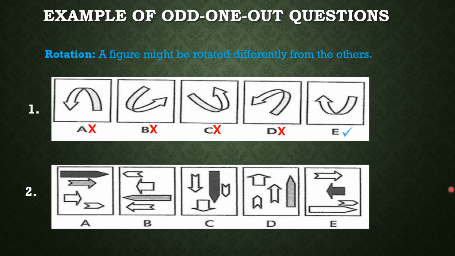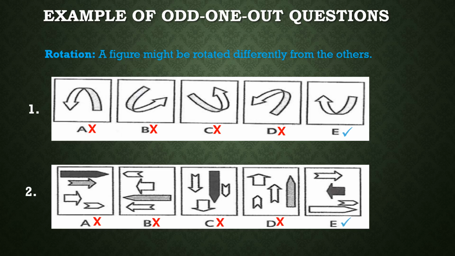Now let's go to the next example. In this example, there are arrows pointing in one direction, which is the right side. Here there are arrows pointing to the left hand side. Here the direction is downward. Here there is a direction of upward for all the arrows. But in this particular example, some of them are pointing to the right hand side, but one arrow is pointing towards the left hand side, which looks like the odd one out shape.